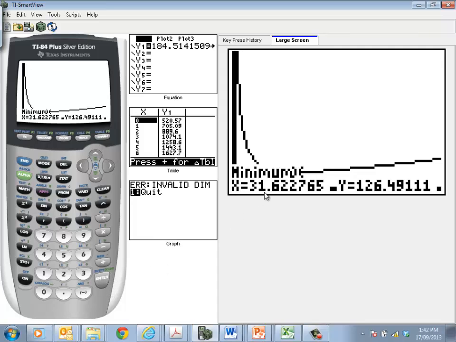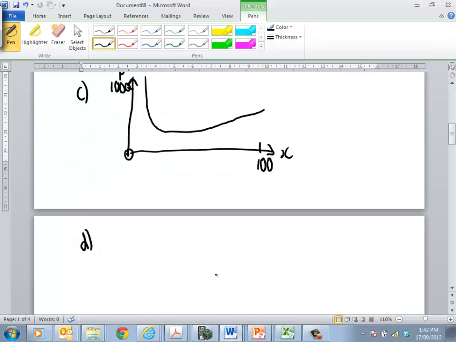So it's saying X is equal to 31.62. And that gives you the area of that particular pitch. All right, so 31.62 is what I need to remember. And you can even label that point over here on your graph. That's 31.62 and 126 something. I won't worry about going back to it, but you can label that exactly.